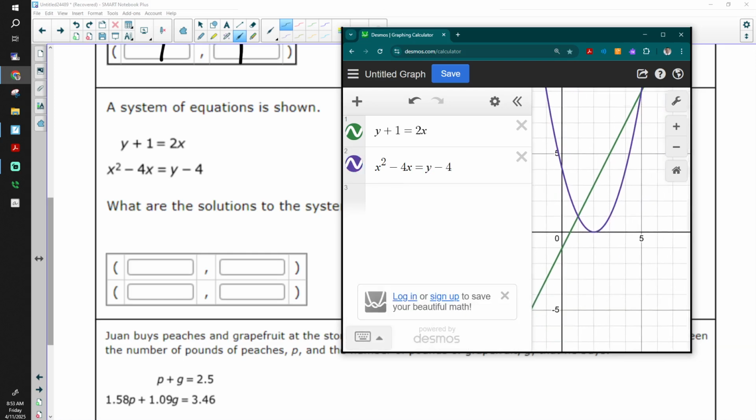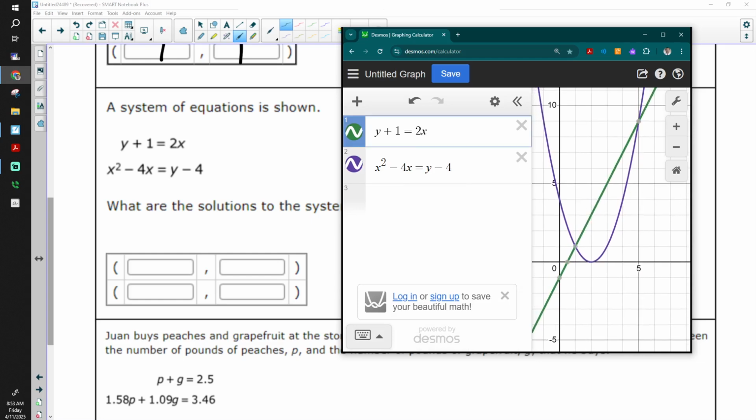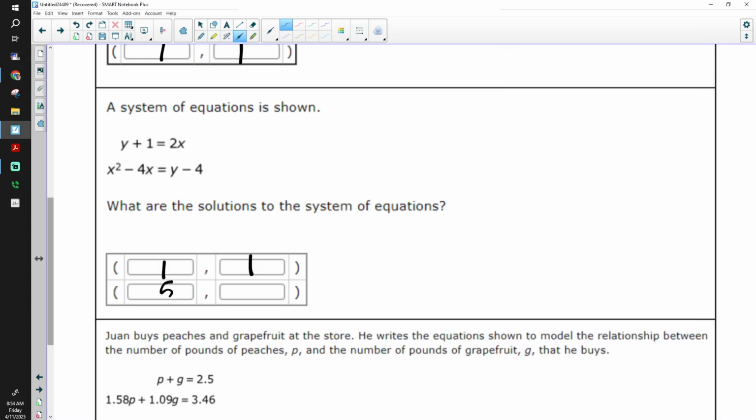Okay, looking at our two graphs, I'm looking for where my two lines cross. They cross once at (1, 1), and they cross a second time at (5, 9). (1, 1) and (5, 9).